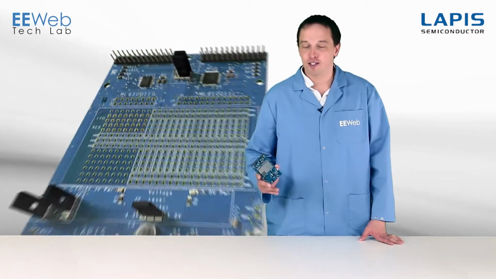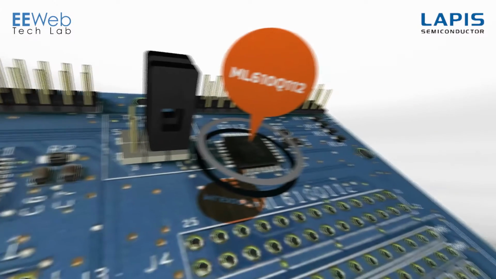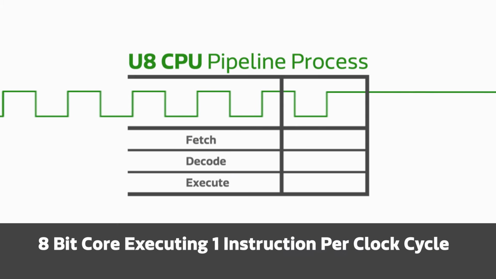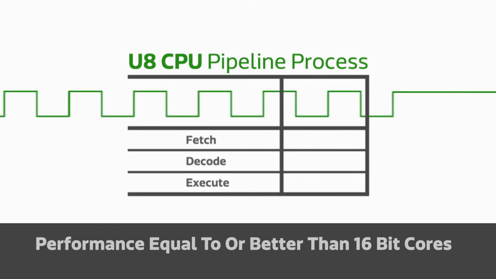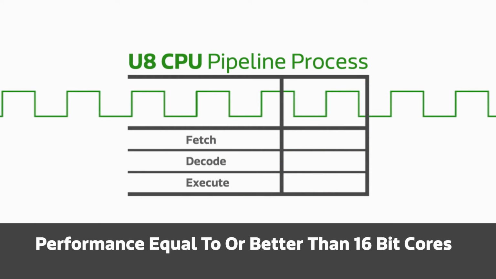The LAPIS Development Board actually features two of their latest low-power MCUs, the ML610Q111 and Q112. These MCUs are based on LAPIS's proven U8 RISC CPU, an 8-bit core executing one instruction per clock cycle, yielding performance on par or better than typical 16-bit cores executing one instruction for every three clock cycles.